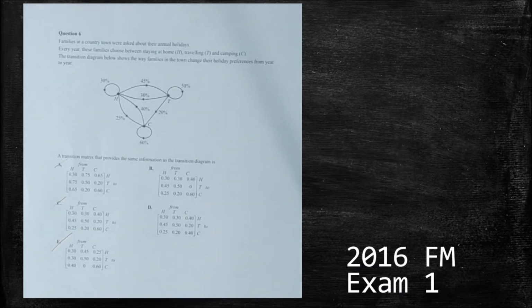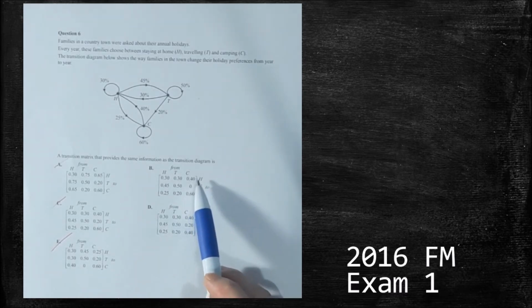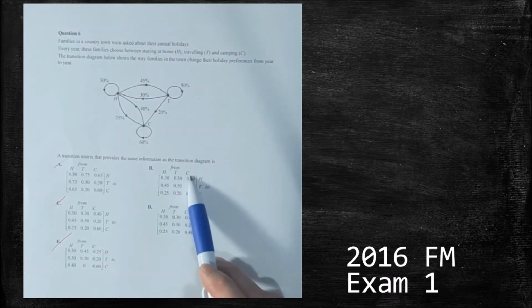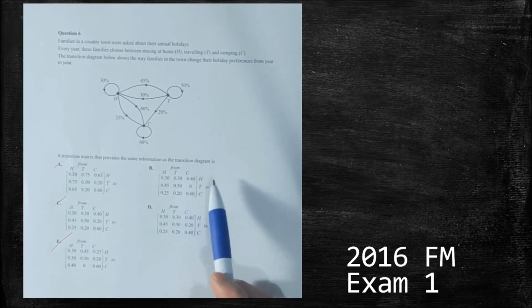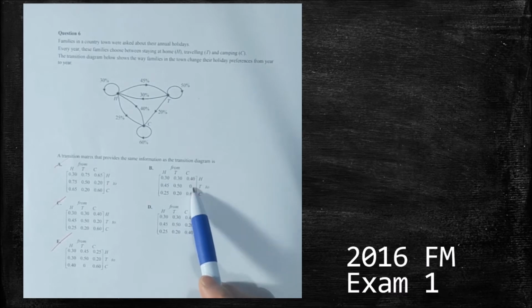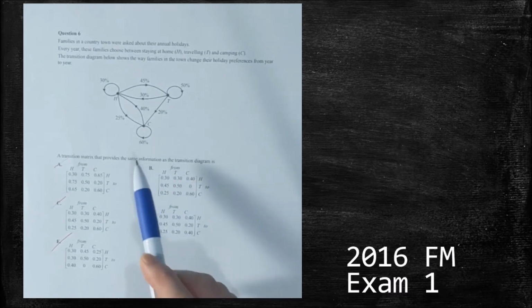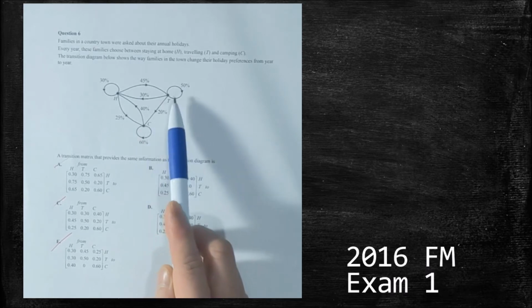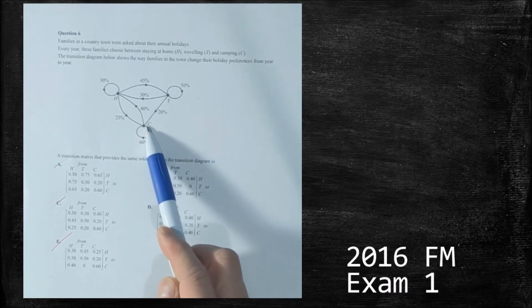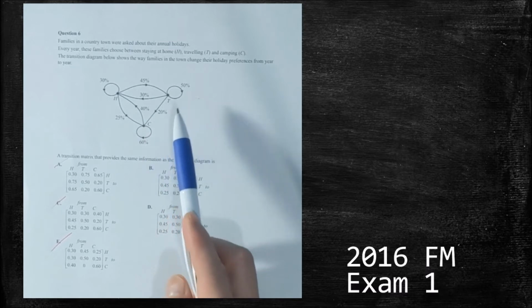So have a look at which one strikes out the most. I see the 0. So the 0 strikes out the most is from C to T. So it's saying that from camping to traveling each year there should be 0. So let's have a look. From camping to T, there doesn't seem to be any arrows going from C towards T.